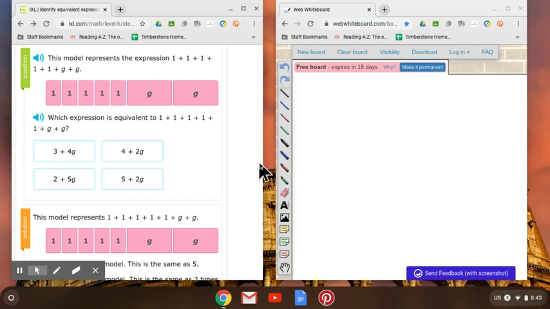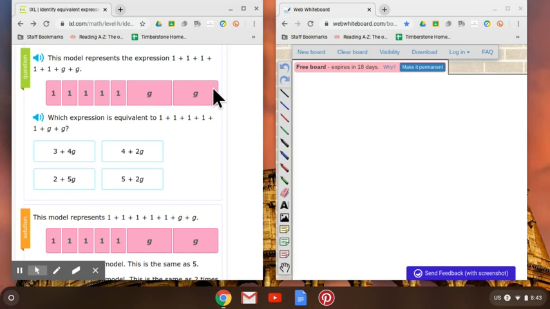Hey guys, so today we're going to talk about identifying equivalent expressions, which we've kind of done a little bit, but this one actually uses our strip models, okay? So this model here that they give us represents 1 plus 1 plus 1 plus 1 plus 1, which you see, all these ones, plus G. And we want to know which one is equivalent to this model here, okay?